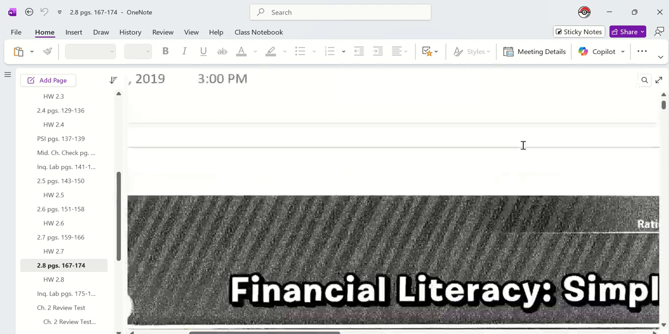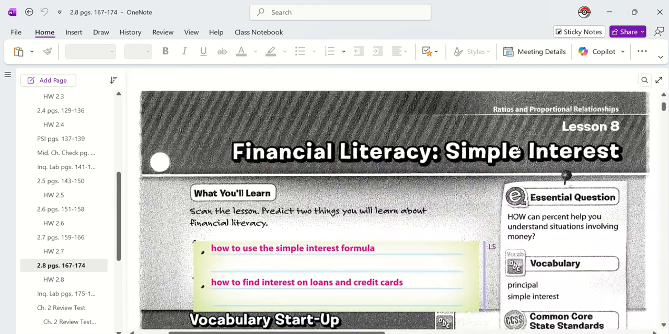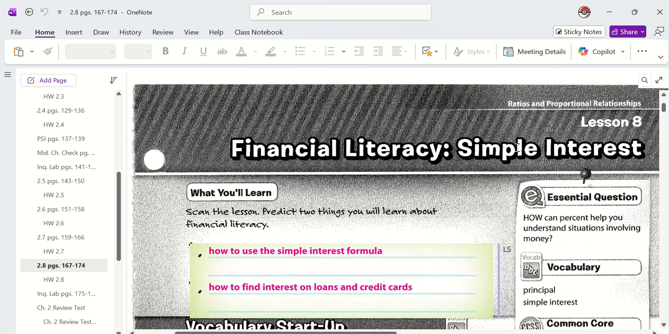All right, today we are doing Chapter 2, Lesson 8. We're talking about simple interest today. This is going to call back on some stuff that we learned in the first few lessons and is going to be real world applicable.